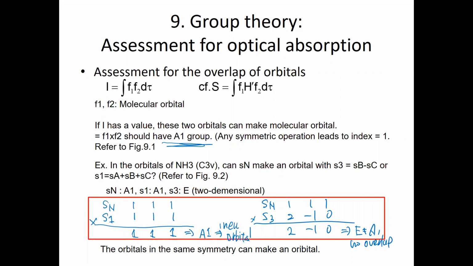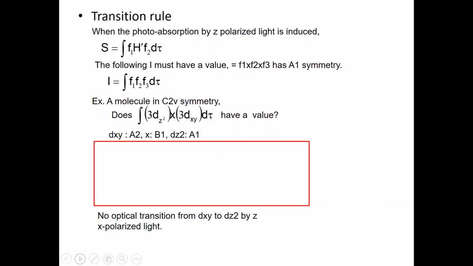And actually, after doing this kind of calculation, you could understand that this is an important result. Orbitals of the same symmetry can only make an orbital. So just remember this. This is one of the important aspects of this.